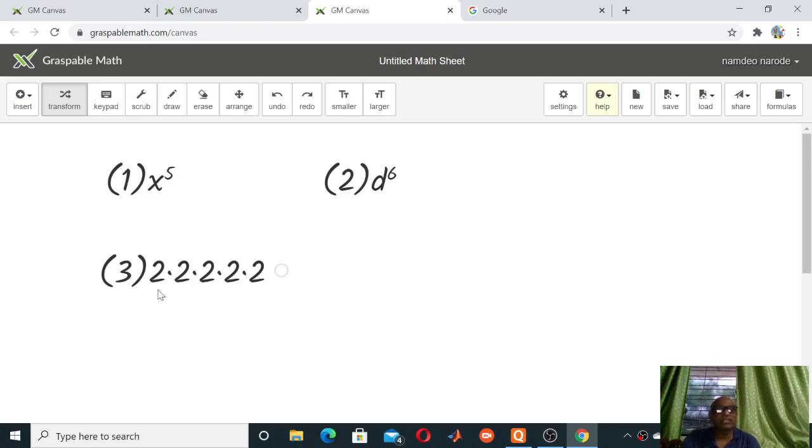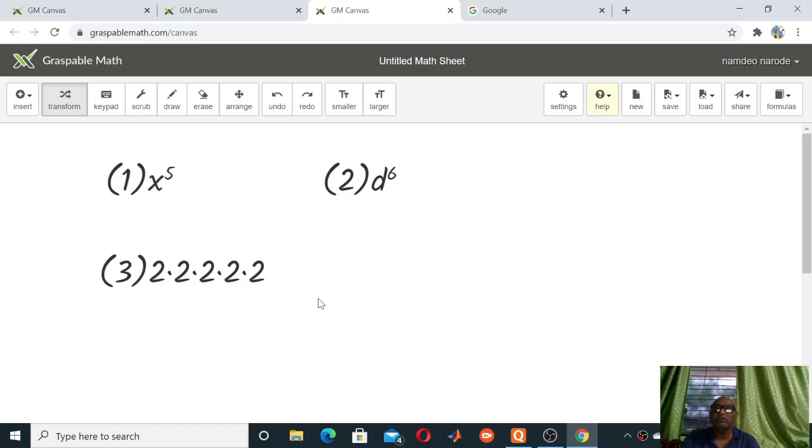Here in third example also see 2 into 2 into 2 into 2 into 2. How many times? 5 times. So 2 into 2 equal to 4. 4 into 2 equal to 8. 8 into 2 16. 16 into 2 32. So 2 raised to 5 equal to 32.